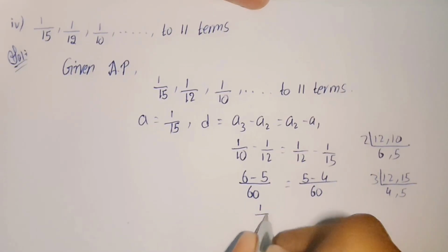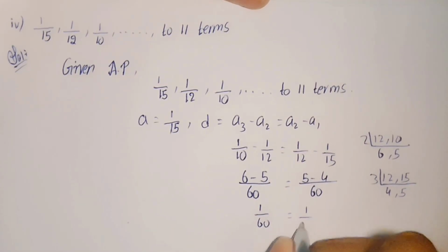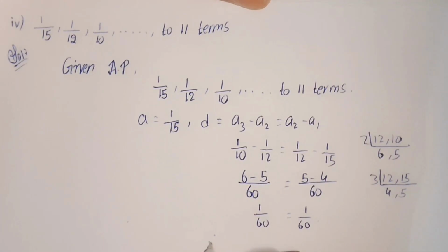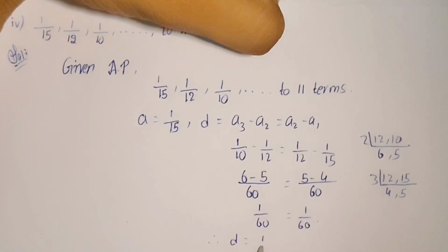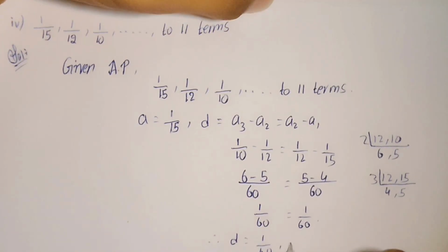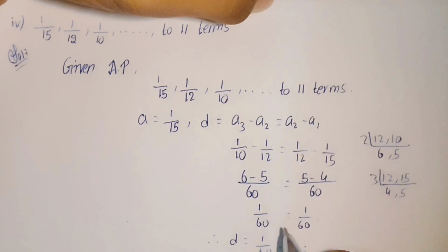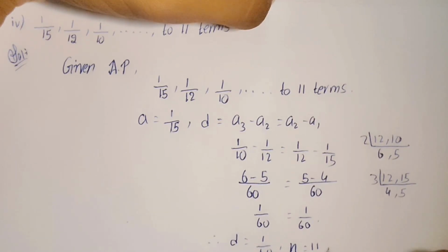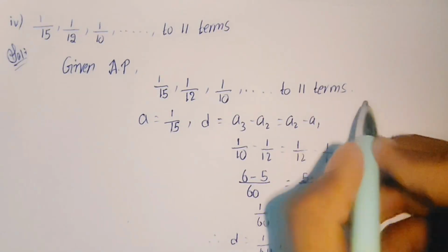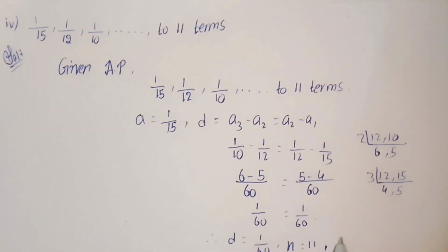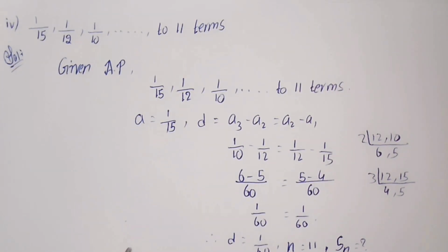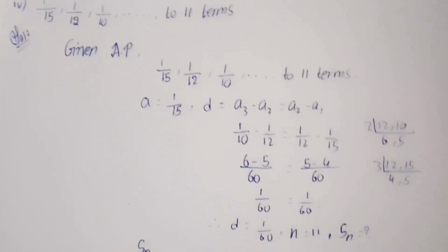Here we get 1 by 60, here also we get 1 by 60, both are equal, so therefore the value of d is equal to 1 by 60. After that, n will become 11, because it is up to n terms. So we have to find the value of S base n. Understand? Now, S base n.